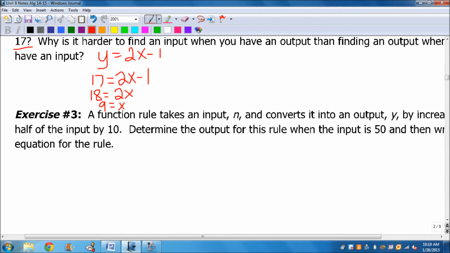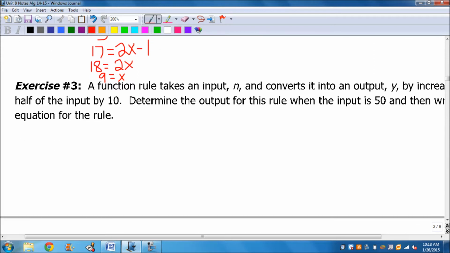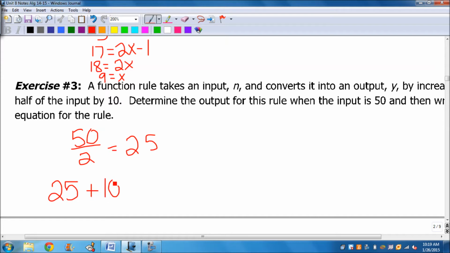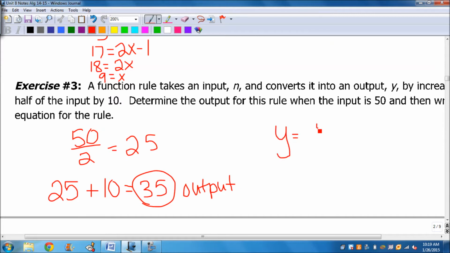A function rule takes an input n and converts it into an output y by increasing 1/2 of the input by 10. Determine the output for this rule when the input is 50 and then write an equation for this rule. So it says that you're taking your input and you are taking 1/2 of the input, and then you are going to increase it by 10. So if our input is 50, all you have to do is just take half of 50, which is 25, and then it says that you have to increase it by 10. So 25 plus 10 gives you 35. So this right here would be your output, okay? So then it says to write an equation for the rule. So your output is equal to 1/2 of your input increased by 10, okay?